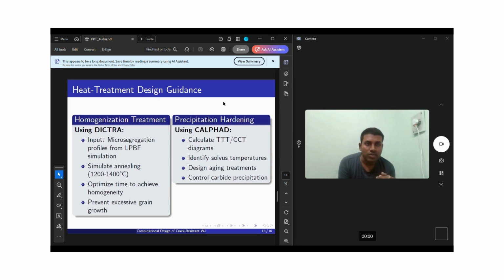Precipitation hardening: if the model predicts a supersaturated solid solution under laser powder bed fusion, the calculation of phase diagrams can be used to calculate the time-temperature-transformation diagrams. This guides the design of an aging treatment to precipitate fine, strengthening carbides in a controlled manner, enhancing the alloy strength. That's all. These are all my answers for all the three questions that I have so far.